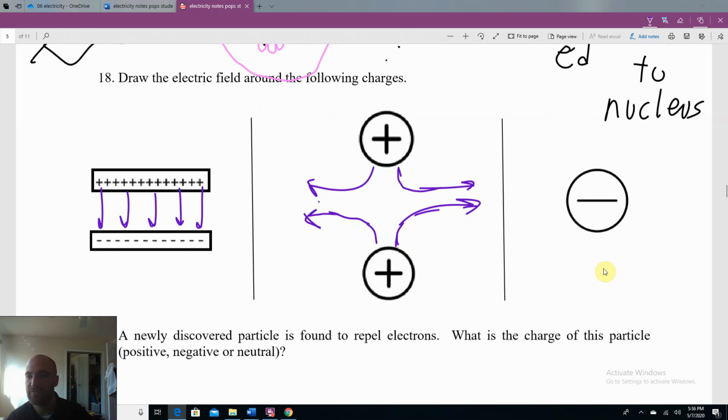Lastly, a single negative charge. Well, we said electric fields point towards negatives. So it'll be kind of like this. There we go.